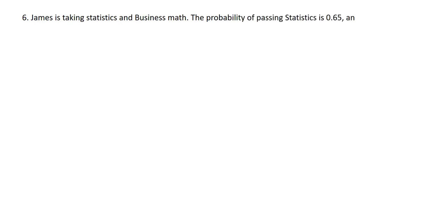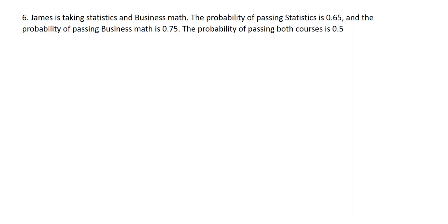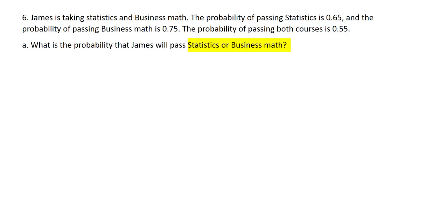For the next question, James is taking statistics and business math. The probability of passing statistics is 0.65 and the probability of passing business math is 0.75. The probability of passing both courses is 0.55. We're supposed to find the probability that James will pass statistics or business math.